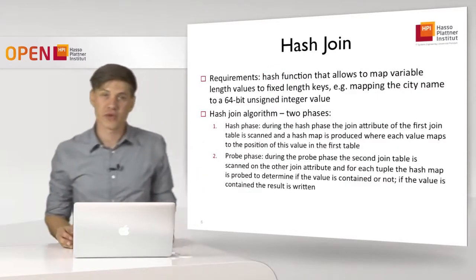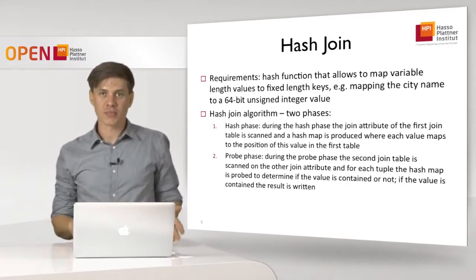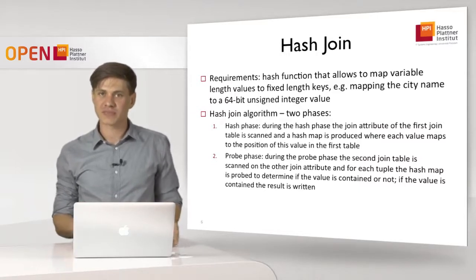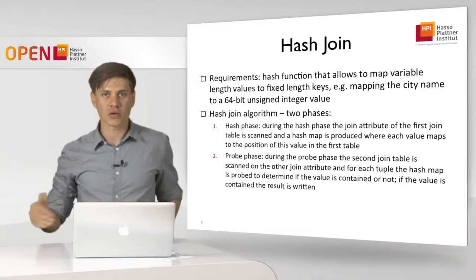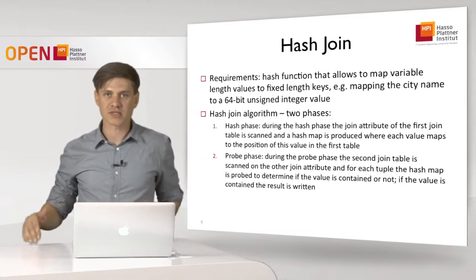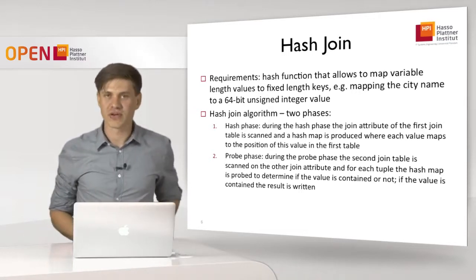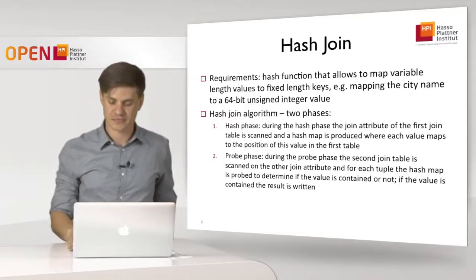For the hash join, we have one basic requirement, which is a so-called hash function. A hash function takes any input and maps that input to a 64-bit integer. So no matter how long the input is or what the input is, the same input will always be mapped to one single 64-bit integer. The hash join works in two phases. The first phase is the hash phase, and the second is the probe phase.